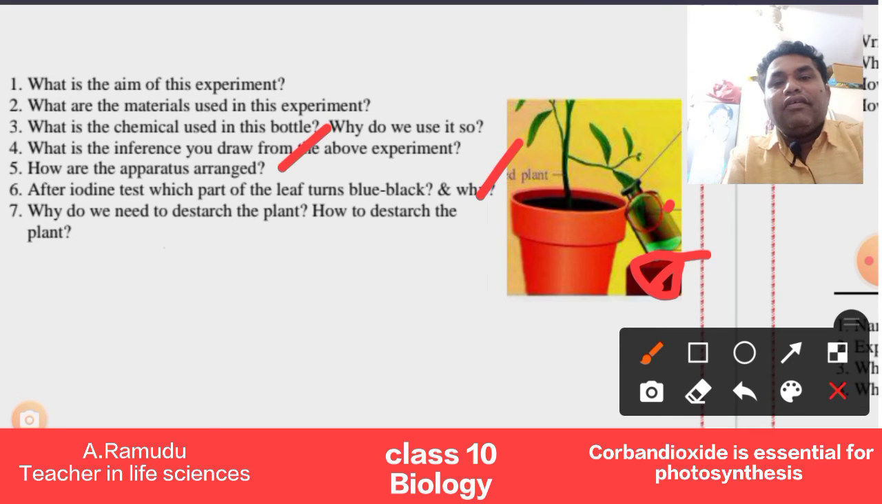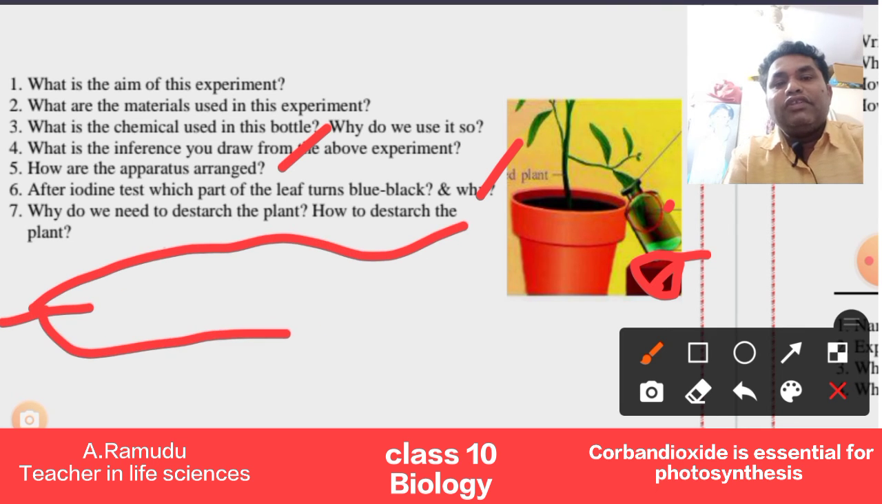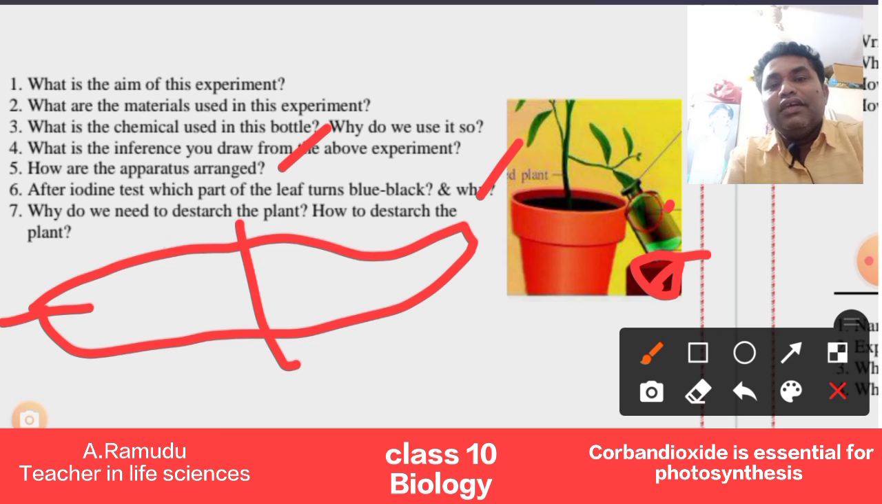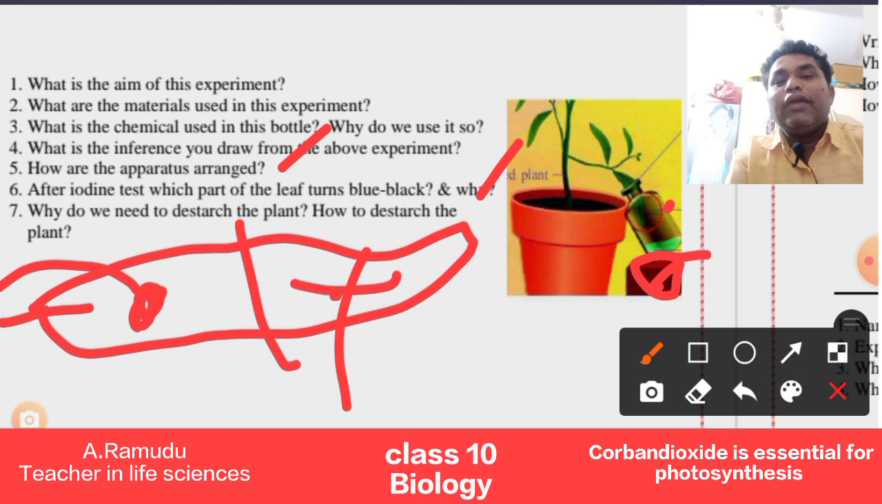Already I said, after taking out this long and narrow leaf in which we kept half of the leaf inside the bottle, only the outside part turns blue black. Why? Because the part which is outside receives the carbon dioxide. That is the reason it turns blue black. The part inside the bottle has no CO2, hence it does not turn blue black. Because we use half of the leaf to conduct the experiment, this is also called Moll's half leaf experiment.